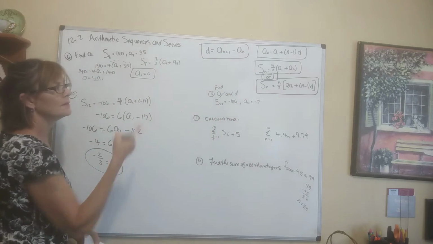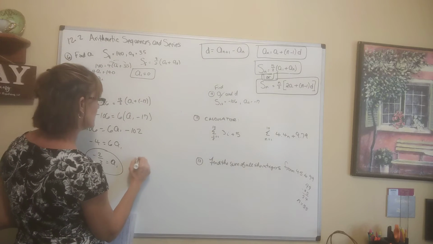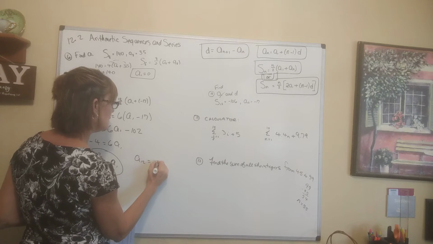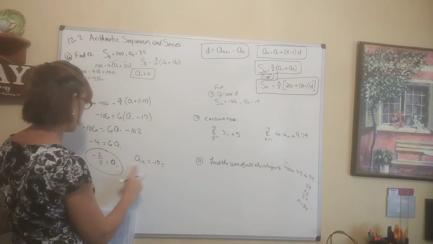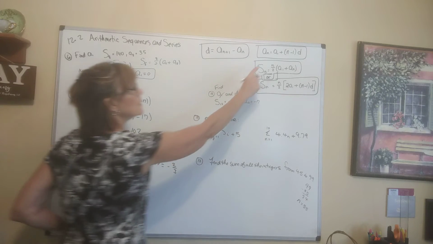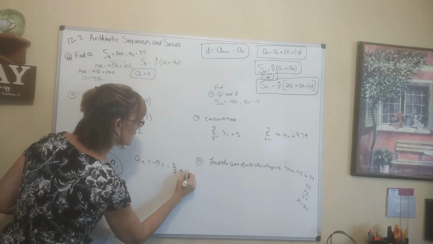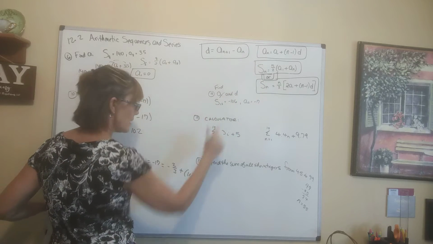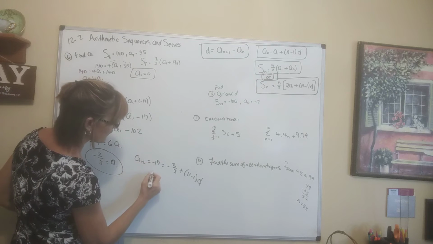Now we've got to find D. I'm going to use this top formula. A sub 12, which I know is equal to negative 17, is equal to A sub 1, which is negative 2/3, plus N minus 1, 12 minus 1, times D, which I don't know, I'm trying to figure that out. Okay, so this is what I basically have.